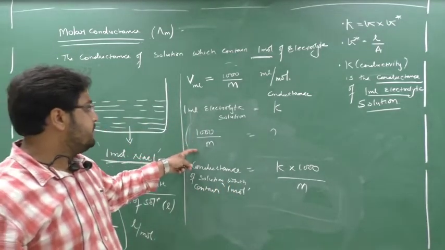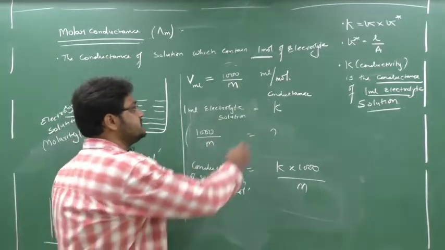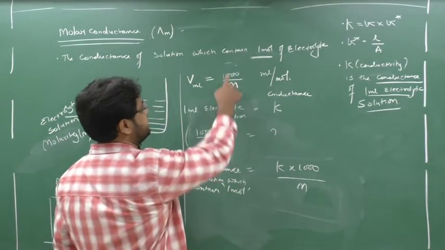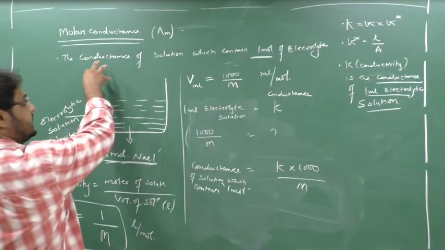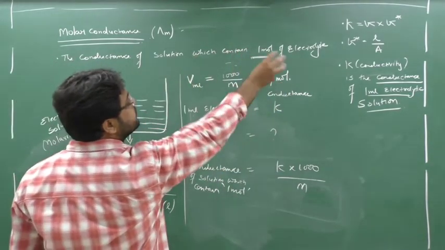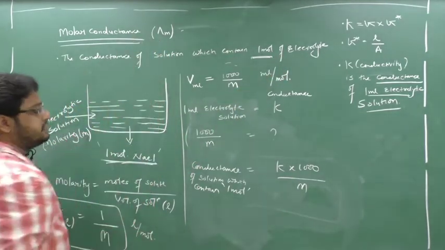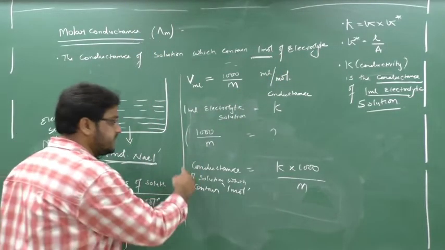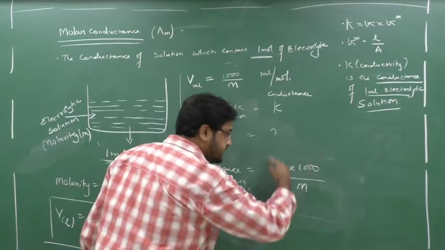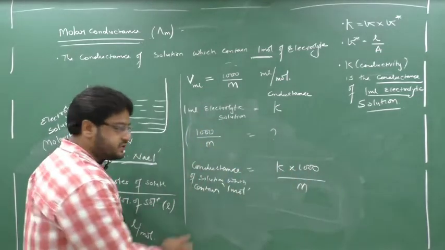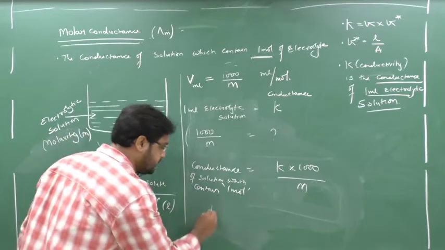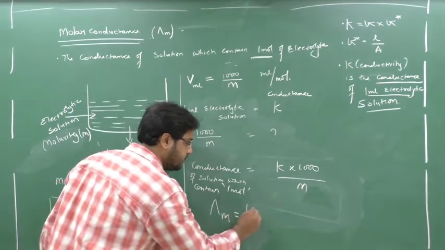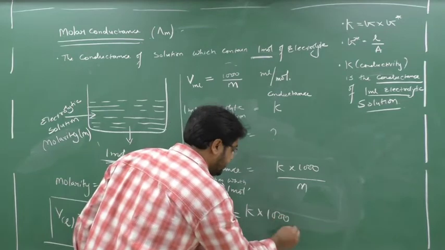Because of 1000 by M, I got K into 1000 by M. So this is the conductance. 1000 by M is per mole, meaning for 1 mole. And the conductance of a solution which contains 1 mole of electrolyte is molar conductance, lambda m. The conductance which I got is for the solution which contains 1 mole, so lambda m equals K into 1000 upon M.